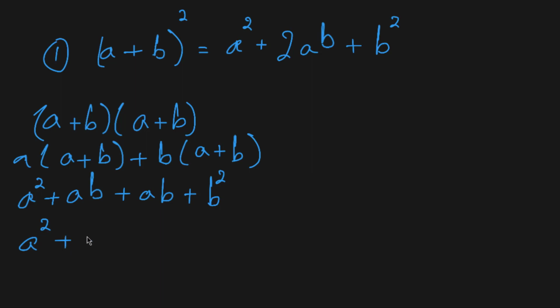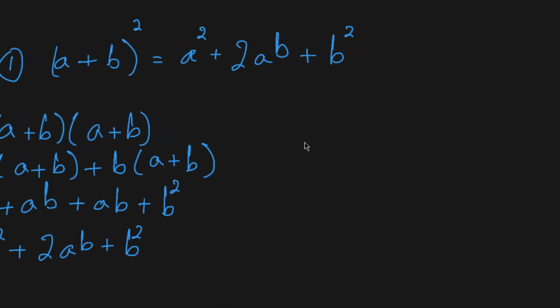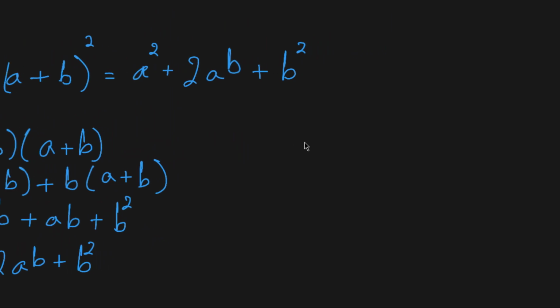Now we have two like terms and they are ab and ab, so let's add them, which will be twice of ab plus b squared. So that's how we know that a plus b whole squared is equal to a squared plus twice of ab plus b squared, or we could just simply say first squared plus twice of first and second plus second squared, because first means like the first term and second means the second term. Now we can find the square of binomials very easily using this formula.